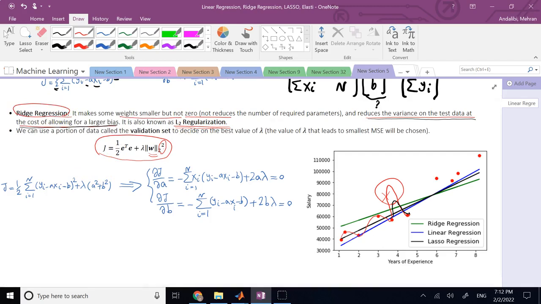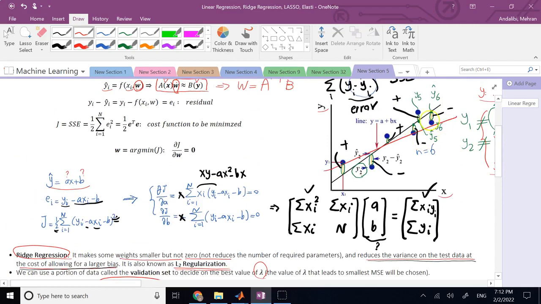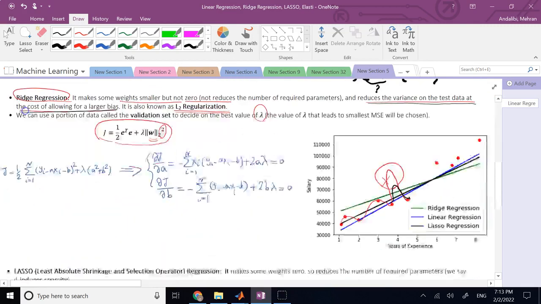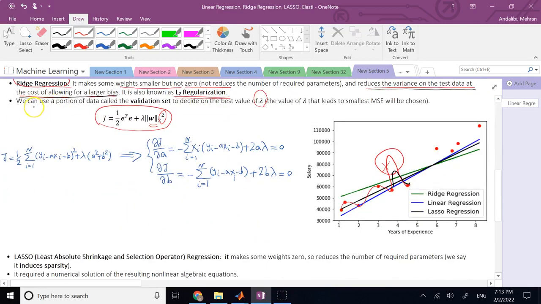Now, one question that you might have is, how would you decide on this lambda? What value of lambda is good? For that, you have to do something similar to your training, validation, and test: break down your data and keep a portion of it for validation. And on the validation, you test different values of lambda and see which lambda will produce the smallest mean squared error or sum squared error.